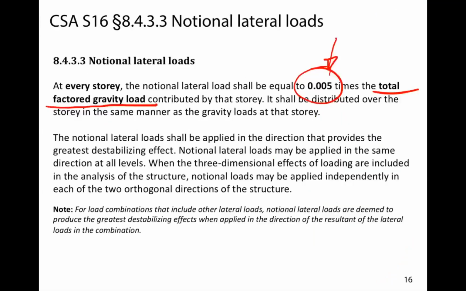Okay, are there any questions about what it is that CSA S16 is requiring from us as the engineer in terms of considering the destabilizing effects of gravity loads through the application of these imaginary lateral forces, and what other sections of the paragraph might be telling us to do?